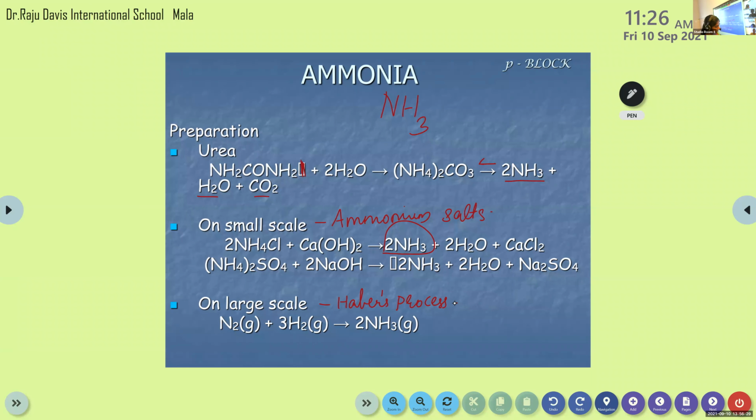Clear, children? So first one, it's a laboratory preparation from urea. It will dissolve in water to form ammonium carbonate. It will be decomposed to ammonia, water molecule, carbon dioxide. Then the second method, small scale production from ammonium salts. Both types of salt here, ammonium chloride and ammonium sulfate. From both salts, we can prepare ammonia by reacting with other salts. Then the third one, large scale method, that's very important, Haber's process. Clear?